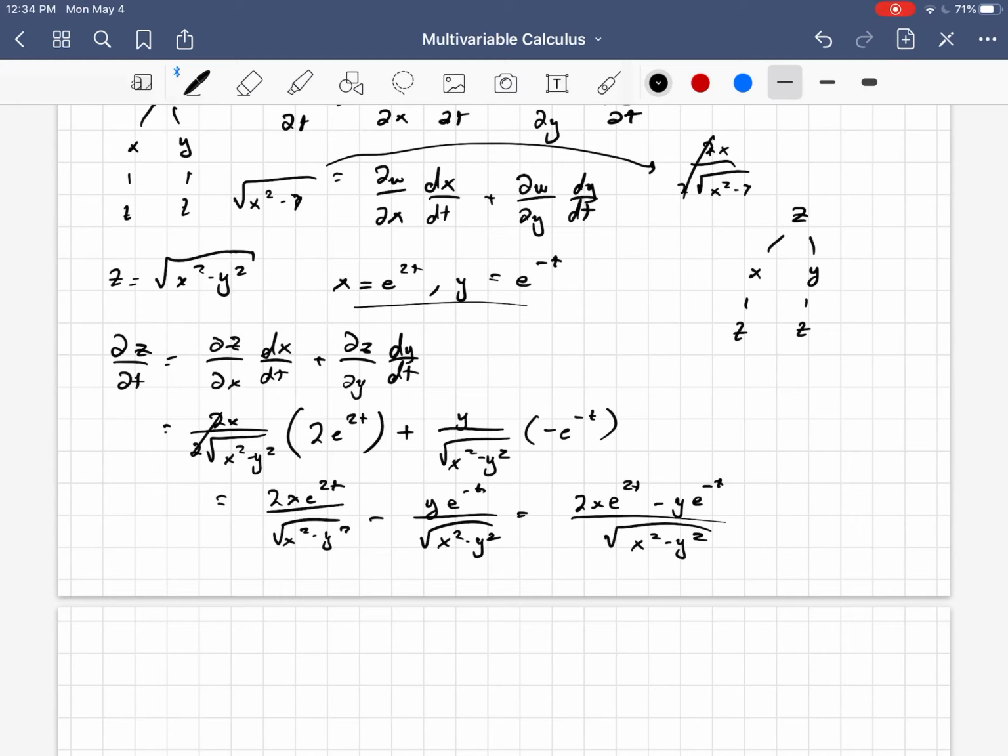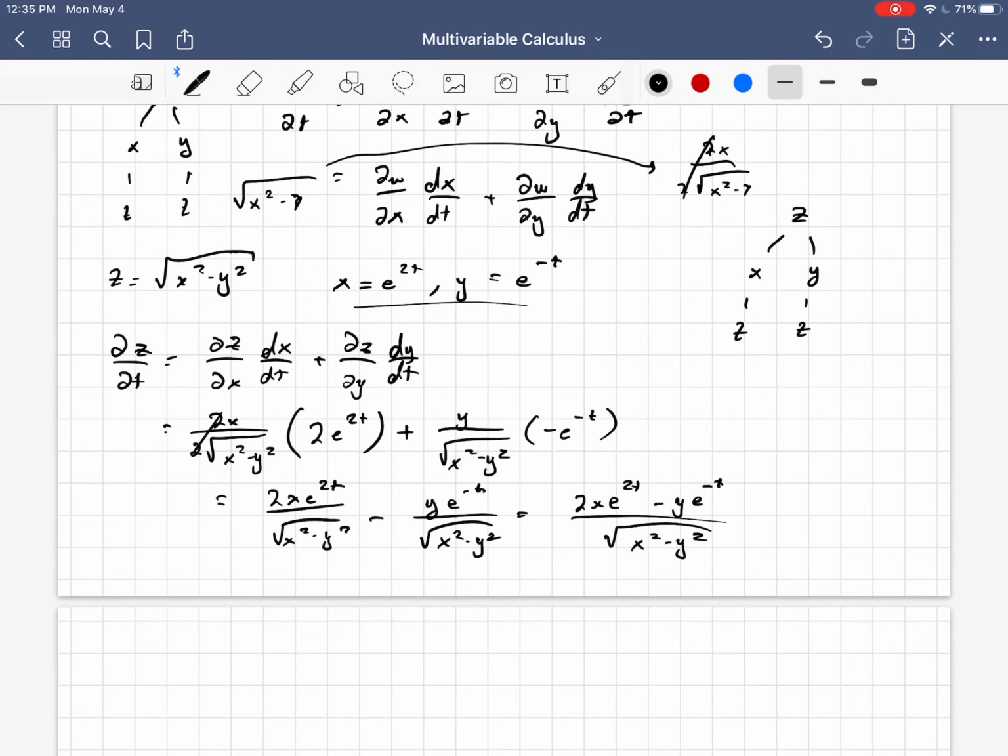You might be thinking, well, why don't I replace all my x's with e to the 2t's and then go from there? Well, you can, but it's not really necessary because we already know that x is e to the 2t. So it's fine having both x's and y's and t's all in here for your partial derivative of z with respect to t.